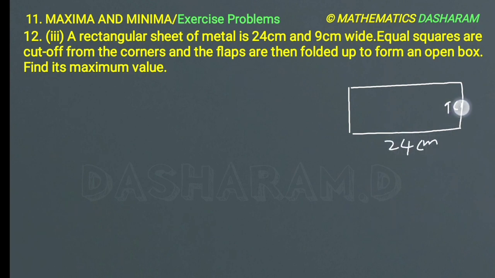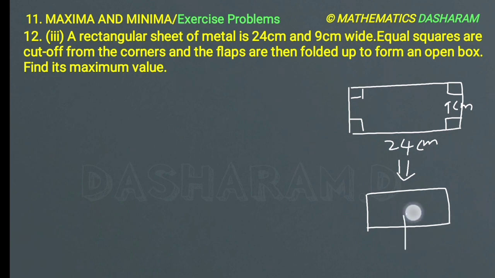First, the rectangular sheet's length is 24 centimeters and breadth is 9 centimeters. Then the 4 corners are cut off from the rectangular sheet, and the 4 corners are in the shape of squares with equal sides. Then this rectangular sheet is made into a rectangular box.